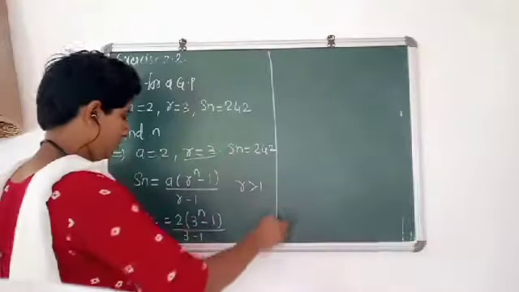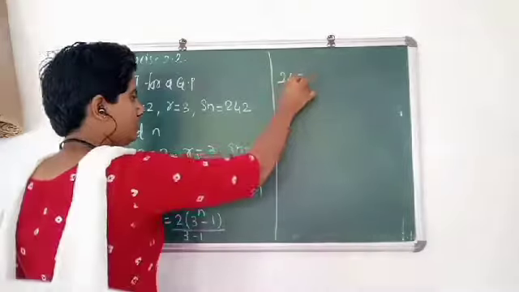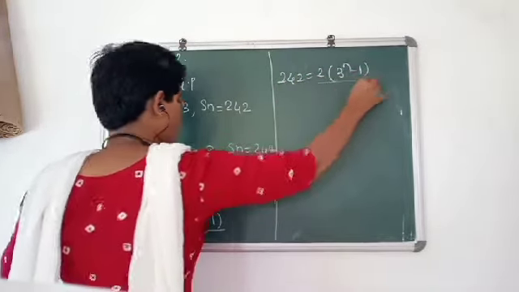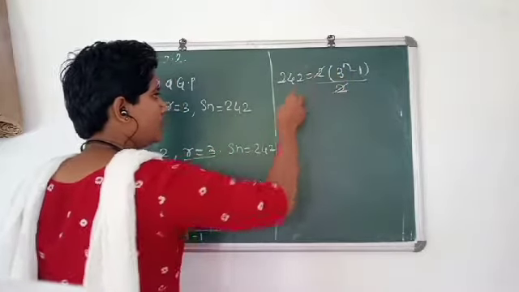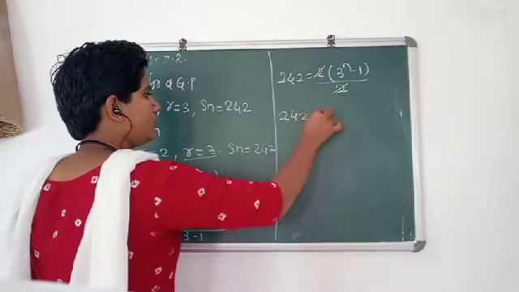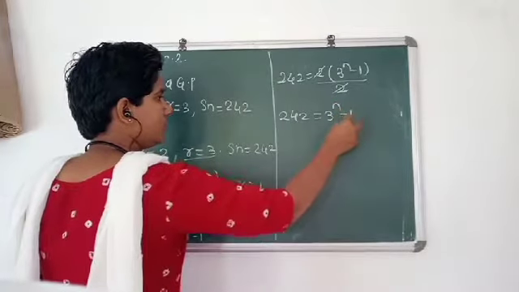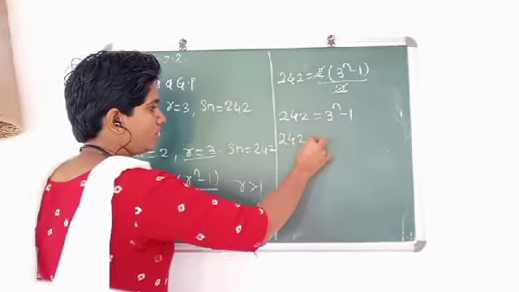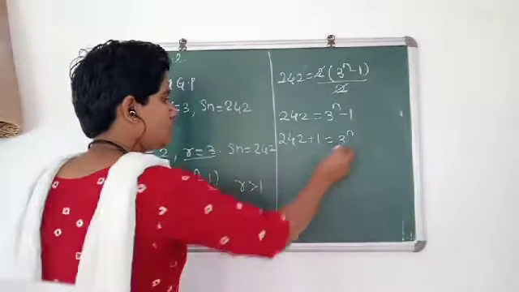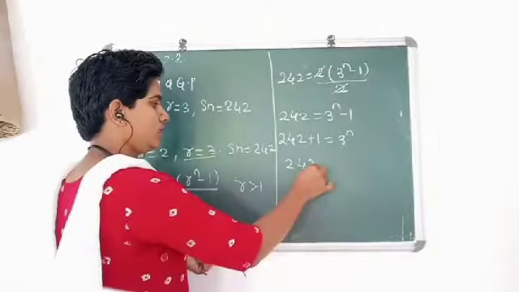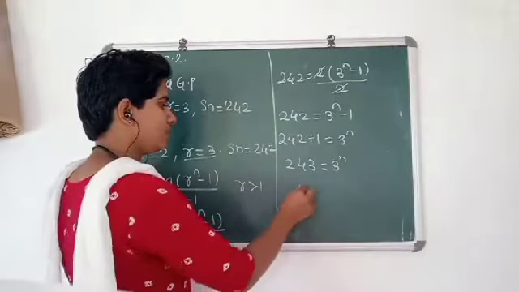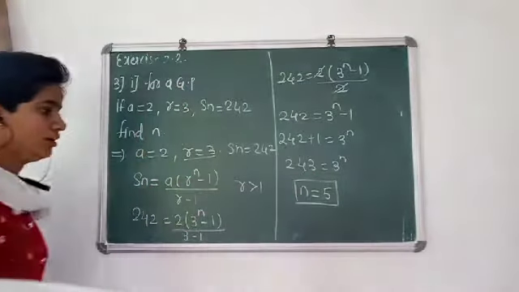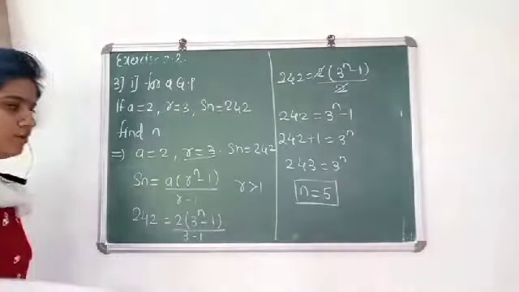So to get here 242 is equal to 2 inside the bracket 3 raised to n minus 1 upon 3 minus 1, which is 2. So the 2 will be cancelled. 242 is equal to 3 raised to n minus 1. This minus 1 goes to the other side to become positive, that is 242 plus 1 is equal to 3 raised to n. So 243 is equal to 3 raised to n. That means the value of n is equal to 5.